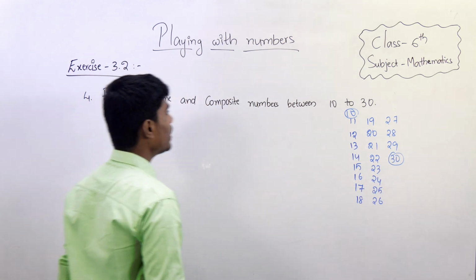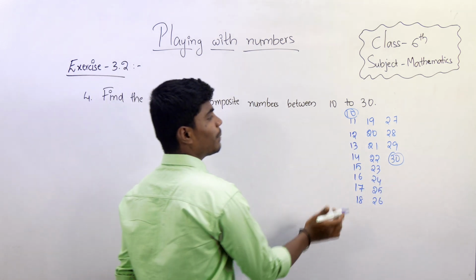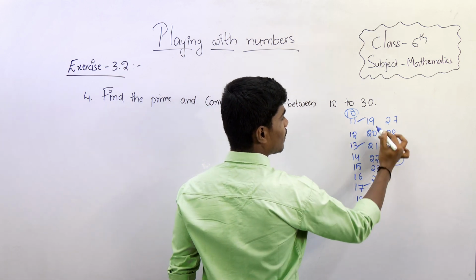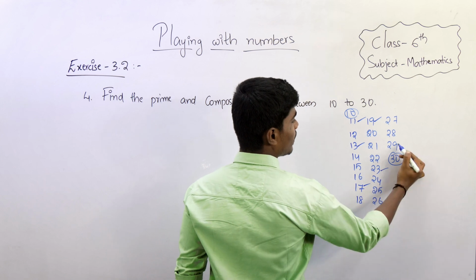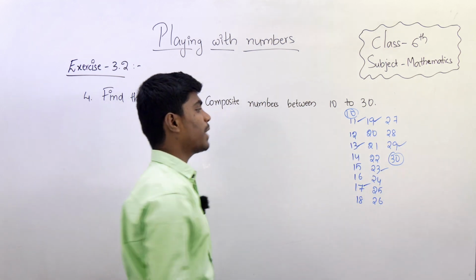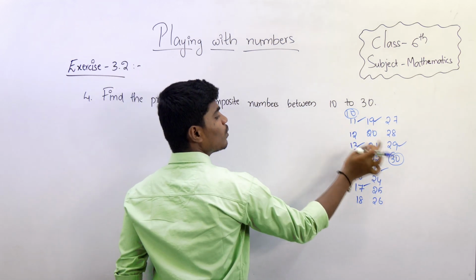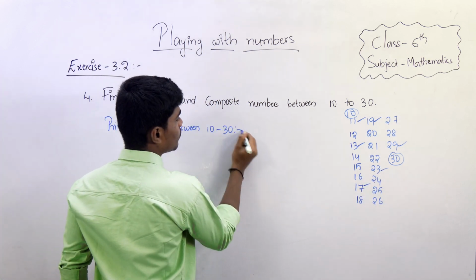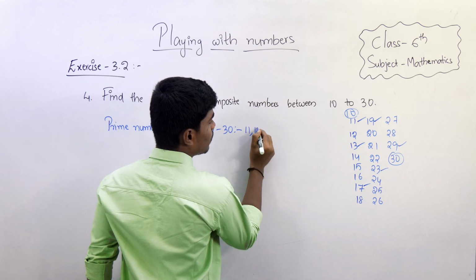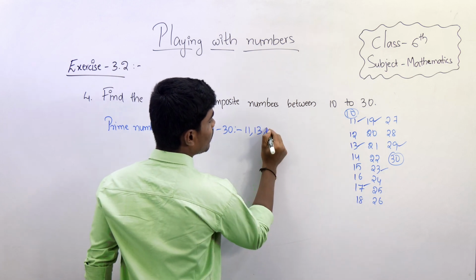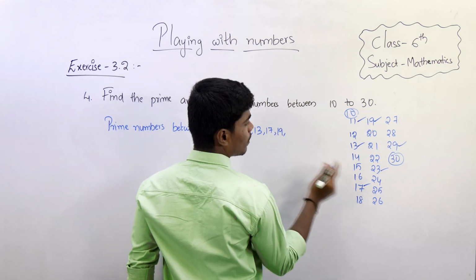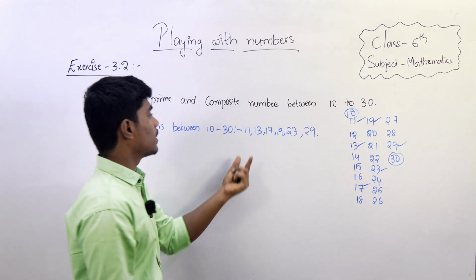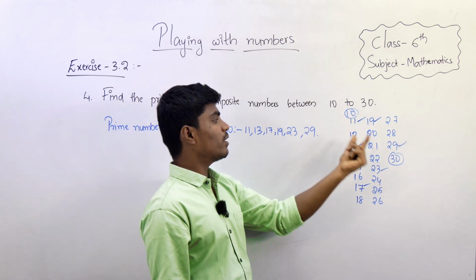See, we have to find the prime numbers. What are the prime numbers? 11, 13, 17, 19, 23, 29. These are the prime numbers between 10 and 30. What are the prime numbers? 11, 13, 17, 19, 23 and 29. Okay, these are the prime numbers between 10 and 30.